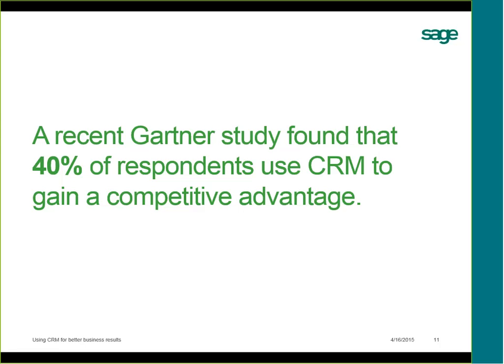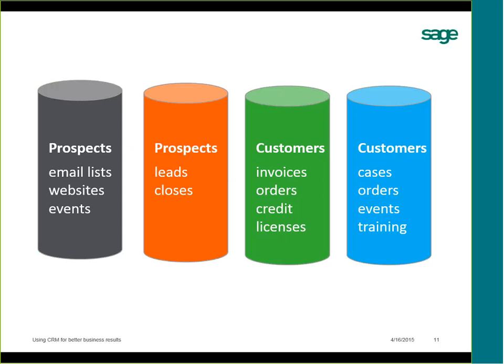And Sage is here to help. We're here to help you guys gain that competitive advantage over your closest competitor. And how we're going to do that is these different silos here within your CRM system. So everybody's got prospects, everybody has customers, whether it's email lists, websites, events, being able to send those out via marketing campaigns or drip campaigns, taking a lead to cash or a lead to close, so converting it through the full sales cycle of an opportunity, sending out invoices, orders, credits, licenses, customer service issues.